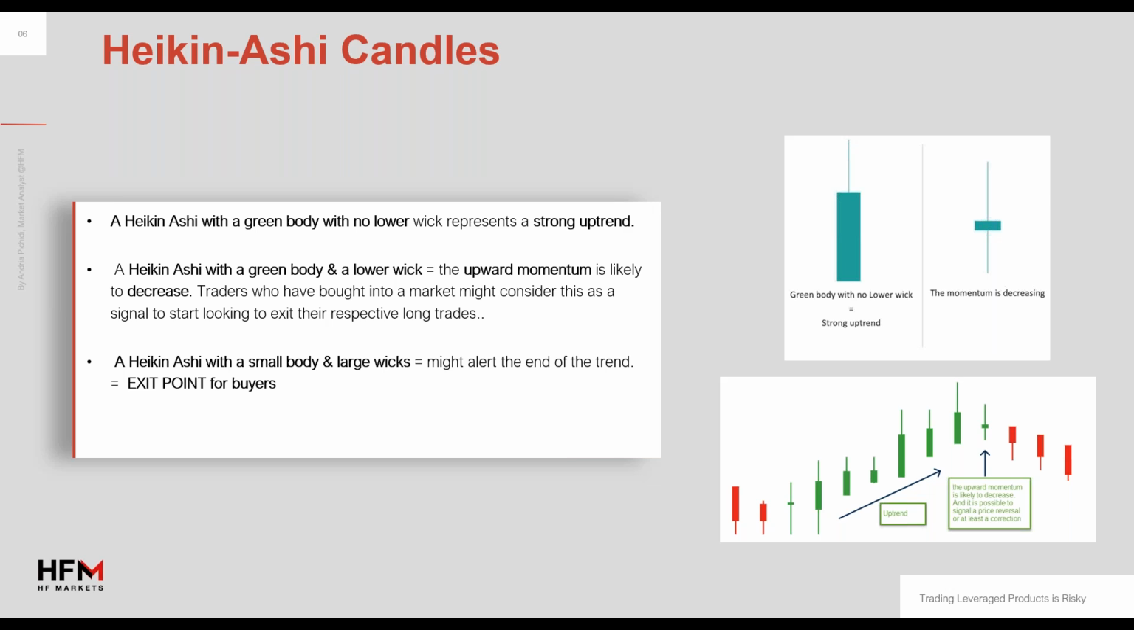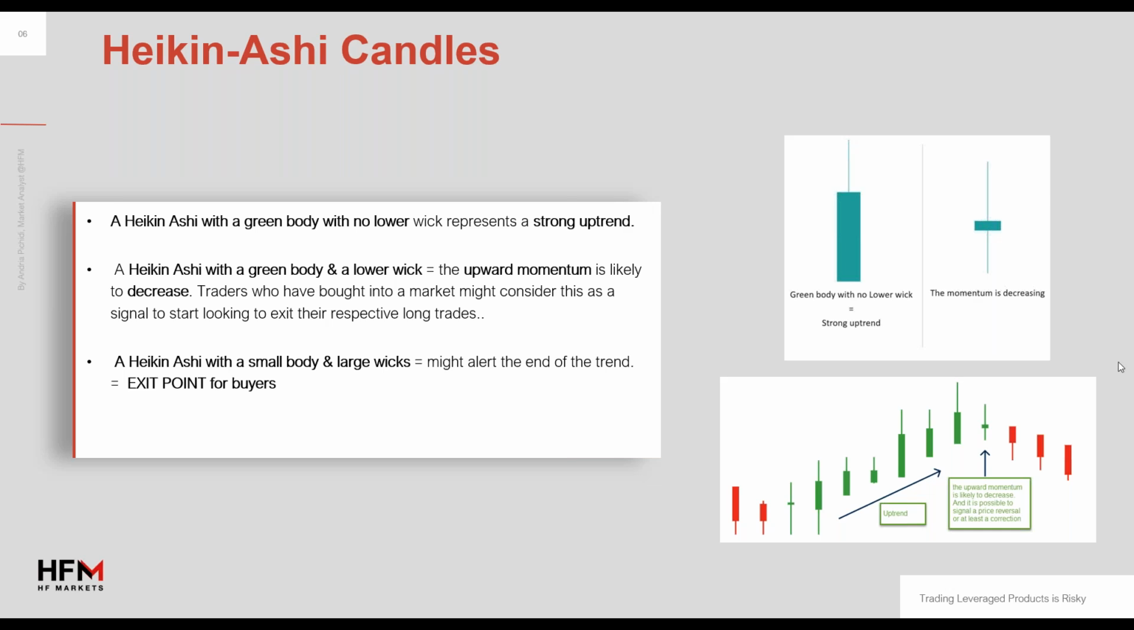A Heikin Ashi candle with a green body and no lower wick, like this one, represents a strong uptrend, a strong bullish trend. A green Heikin Ashi with both an upper and a lower wick suggests that the momentum has changed. The upward momentum is likely to decrease, which implies a possible reversal.